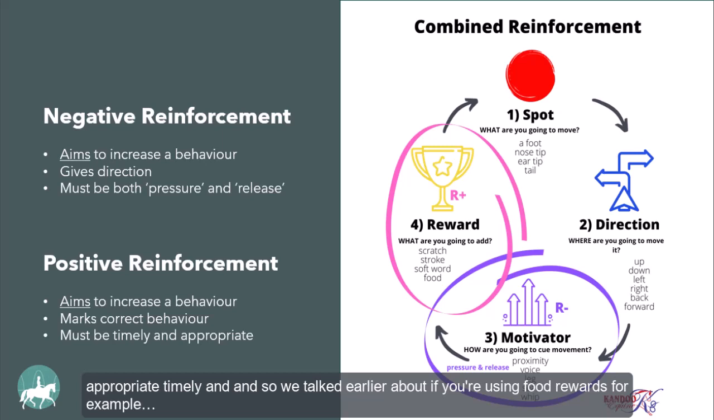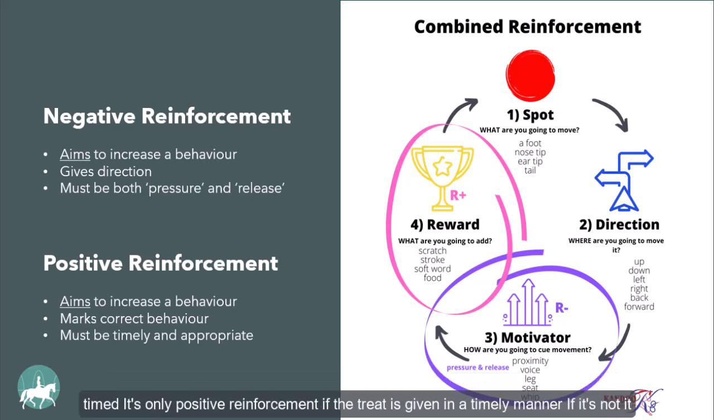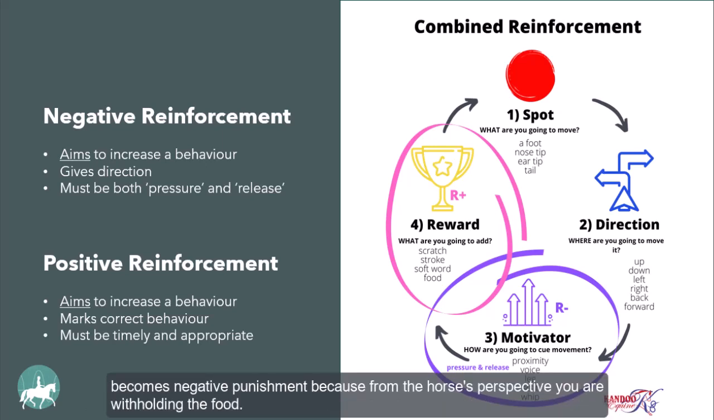So we talked earlier about if you're using food rewards, for example, and you miss the behavior, it's no longer positive reinforcement if it's not correctly timed. It's only positive reinforcement if the treat is given in a timely manner. If it's not, it becomes negative punishment because from the horse's perspective, you are withholding the food.